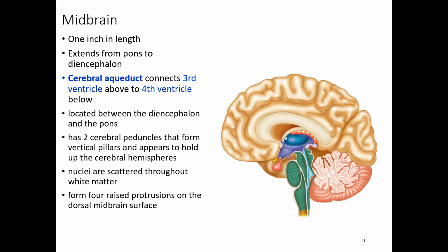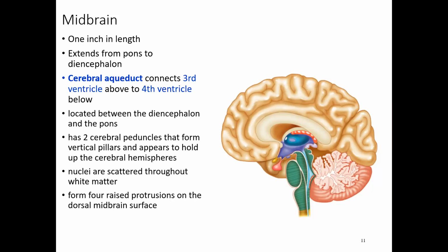The midbrain looks like it's holding up the cerebral hemispheres. It really isn't, but it looks like it is. There are clusters of cell bodies scattered throughout the midbrain. And there's lots of white matter. White matter is always the myelinated tracts, the axons that have been myelinated.